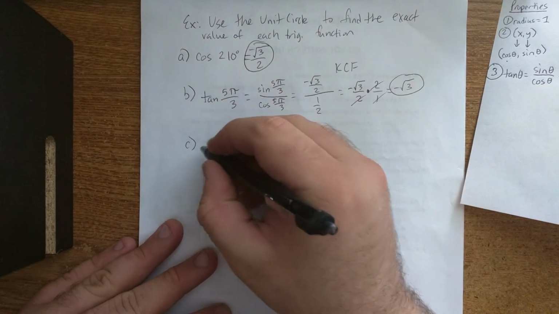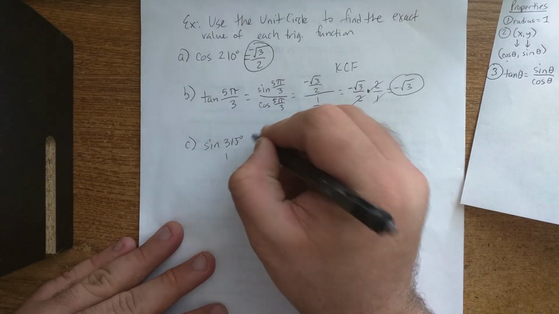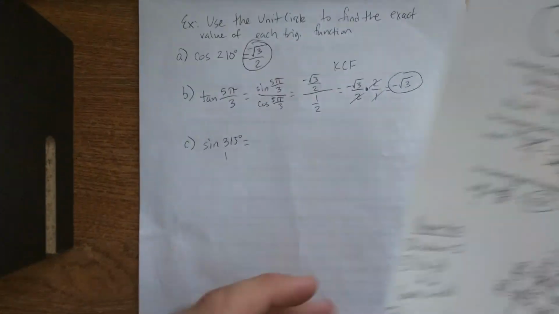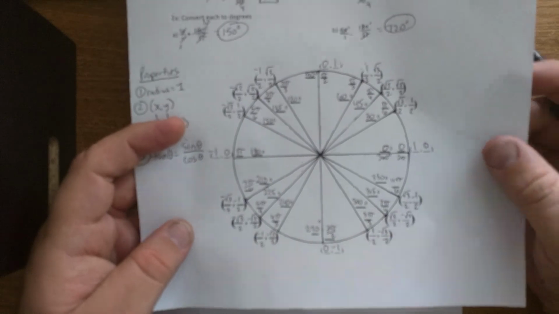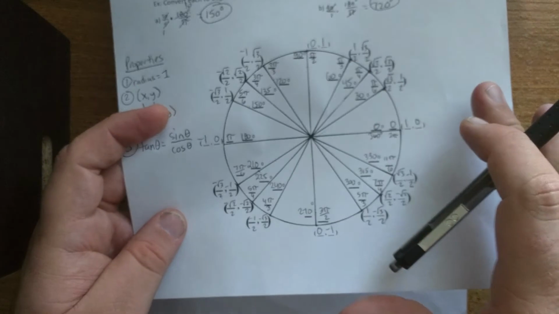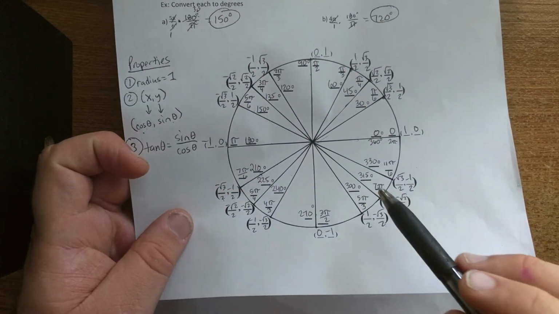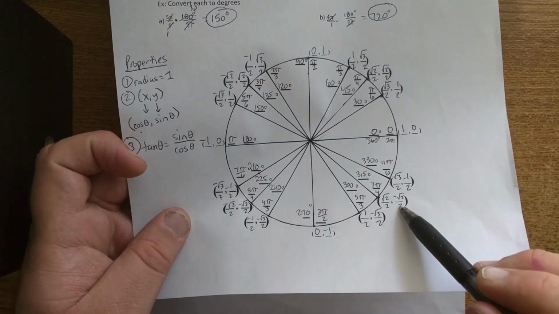Let's try another one. We have sine of 315 degrees. All right, so we get out our unit circle. We say, okay, sine of 315. So here's 315. Sorry, I don't know why it's all fuzzy. There we go. Now remember, every point is cosine then sine. So sine would be negative square root of 2 over 2.